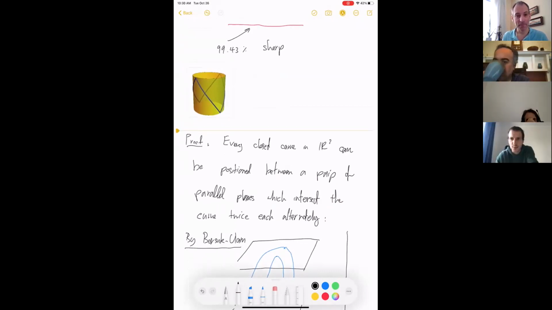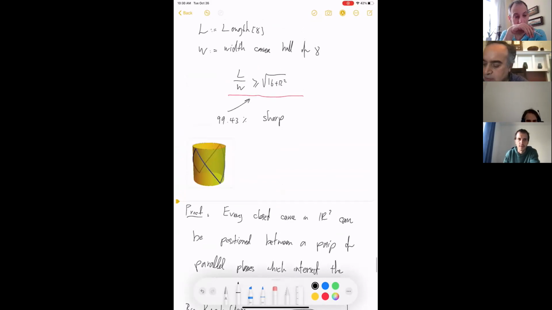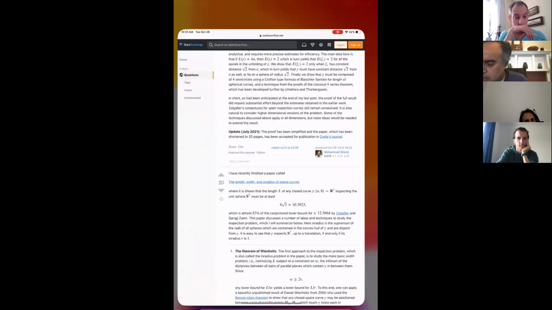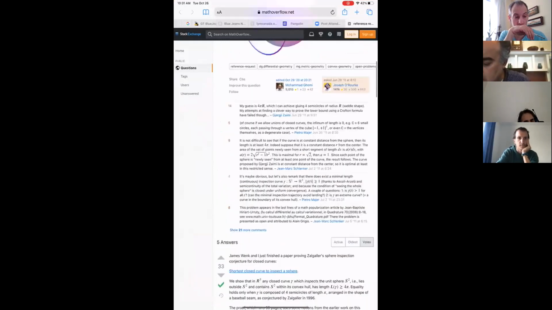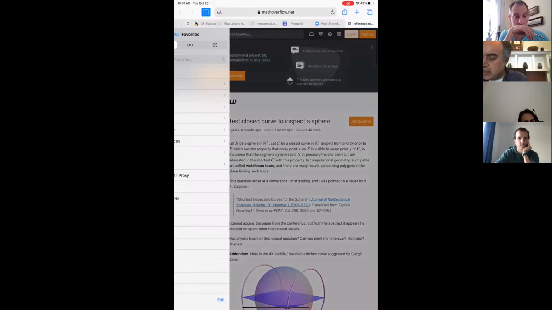So Mohammad, can you explain why this curve in the cylinder is not optimal? Yeah, this curve on the cylinder is not optimal because I can find a better curve. What is that better curve? The better curve, so I can show you. If, let's see, if we go to my, I can show you what the better curve is.